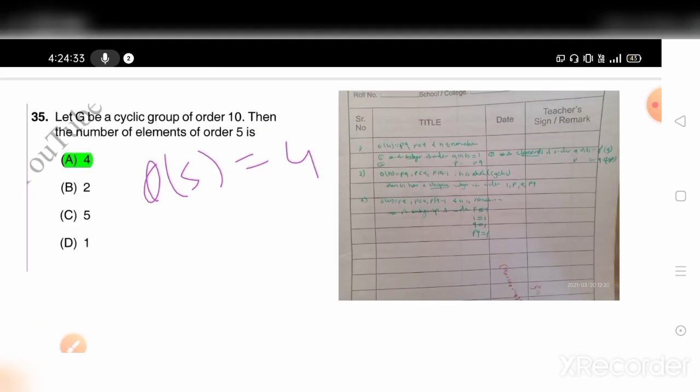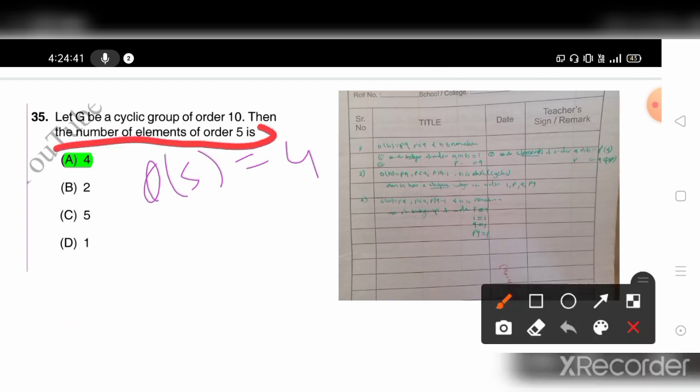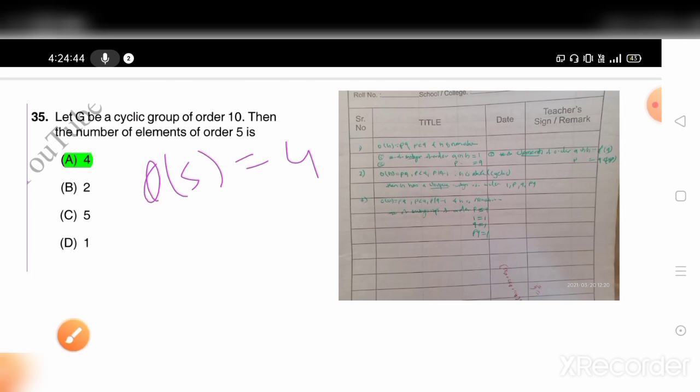Let G be a cyclic group of order 10. Then find the number of elements of order 5. Here is one formula to find.